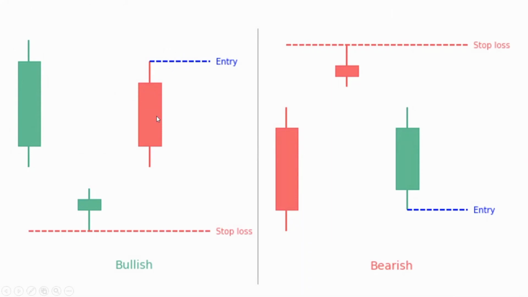This was a bullish abandon baby. Then a candlestick occurred to the upside. Then there was a little candlestick. It's always a doji most times. Then there was now a drop to the downside.